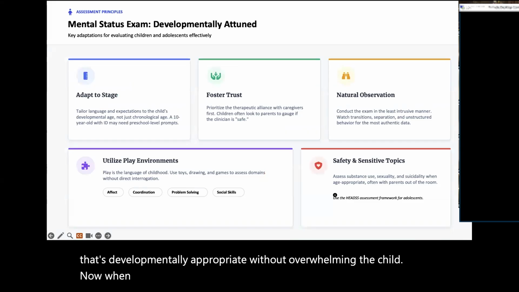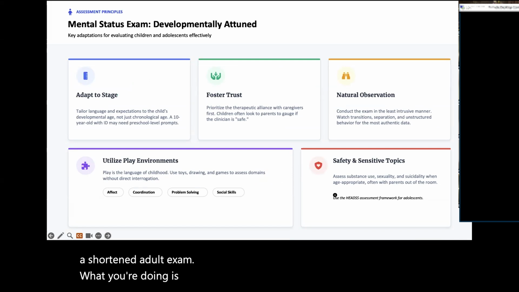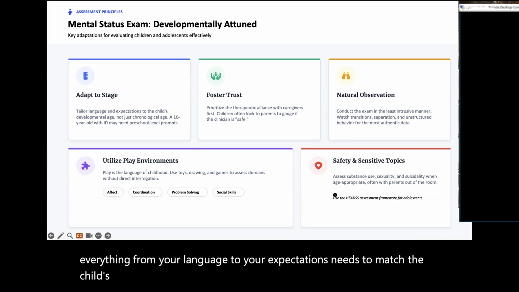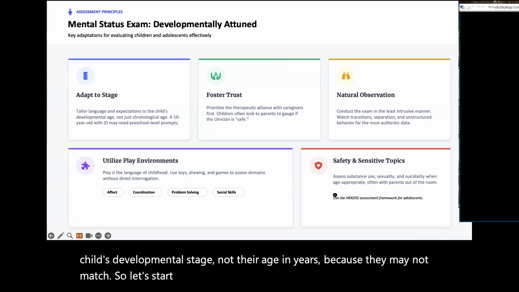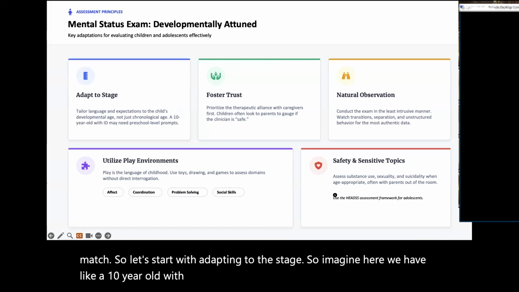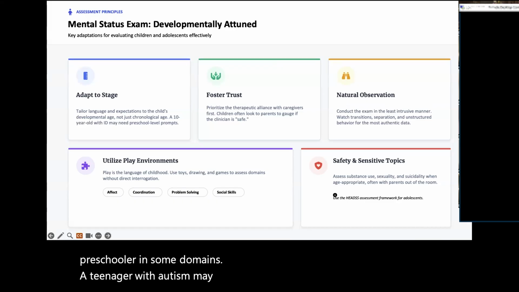Now, when you perform a mental status exam on a child, you're not doing a shortened adult exam. What you're doing is a developmentally attuned exam. And this means everything from your language to your expectations needs to match the child's developmental stage, not their age in years, because they may not match. So let's start with adapting to the stage. Imagine a 10-year-old with intellectual disability, who may function like a preschooler in some domains. A teenager with autism may have advanced vocabulary, but very limited social reasoning.